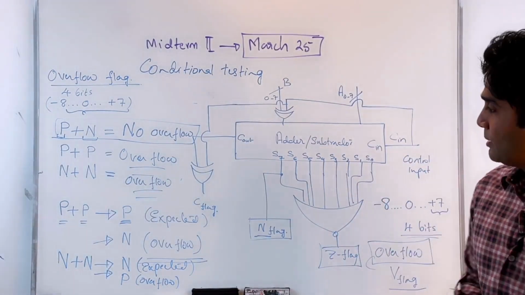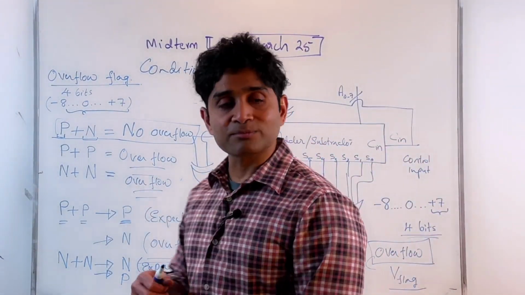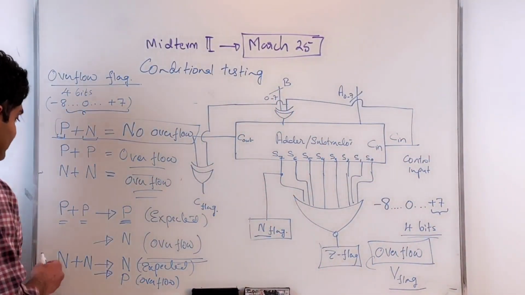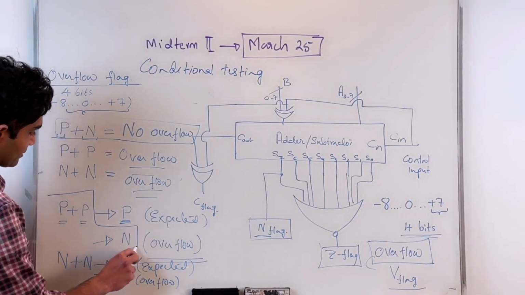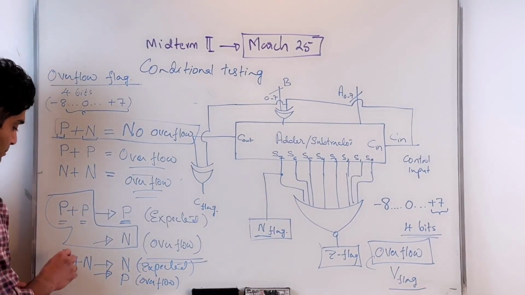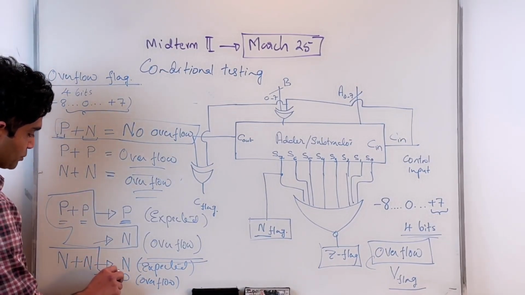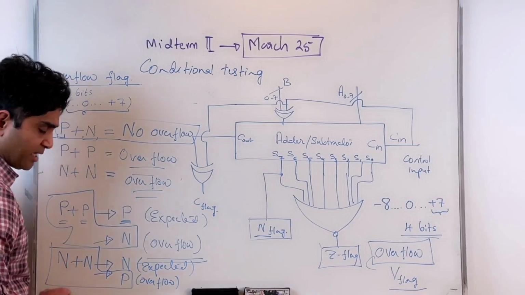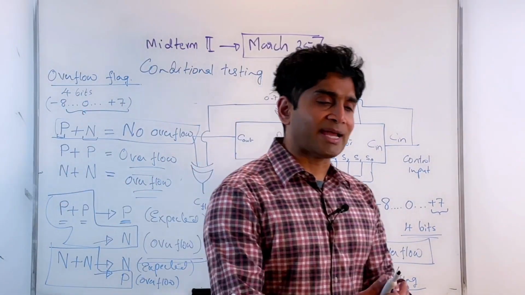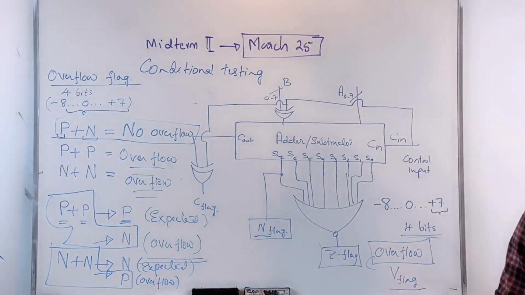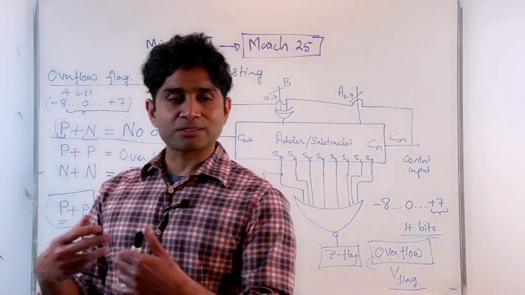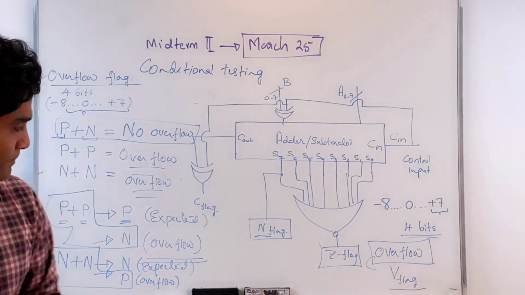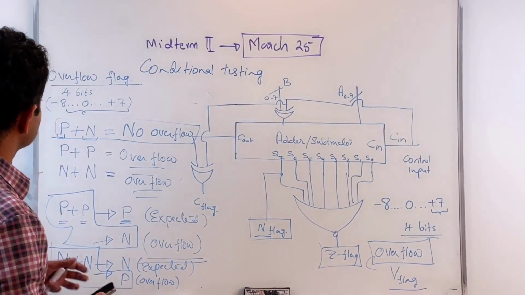All right. Under what circumstances can we get this? Let's actually examine that. Positive plus positive getting us a negative answer, negative plus negative getting us a positive answer. Let's examine that in detail. Under what circumstances do we actually get that? And then maybe from there, we'll be able to construct an overflow flag.